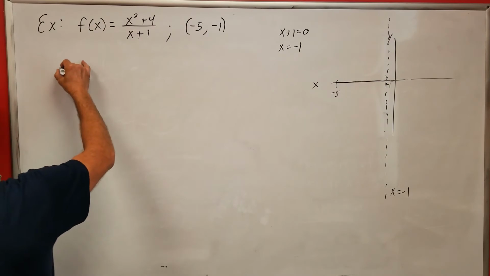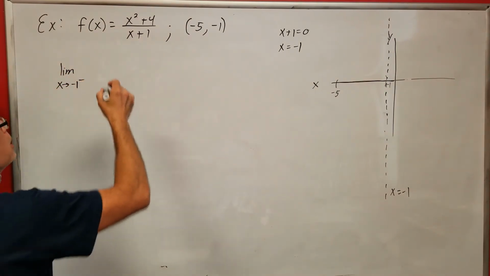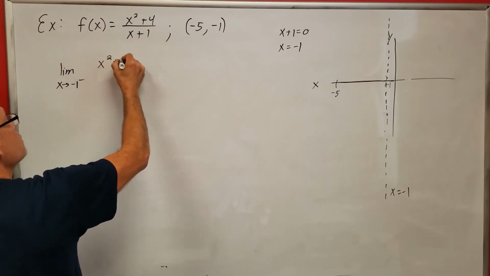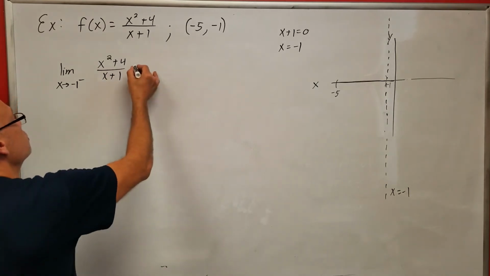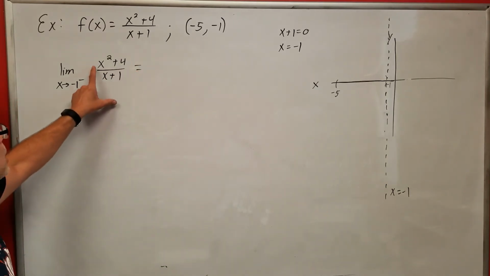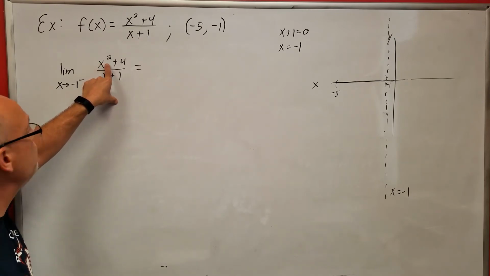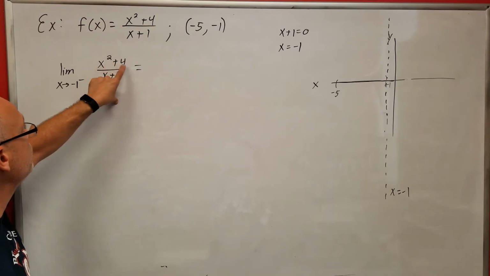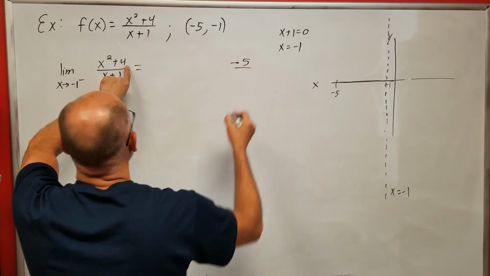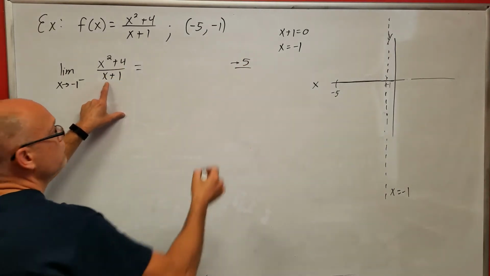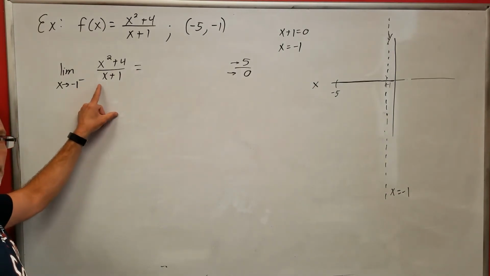So let's look at the limit as x approaches -1 from the left of my function x squared plus 4 over x plus 1. Well, what does the top go towards? Well, substituting -1 here, I'll get -1 squared is 1 plus 4, and it goes towards 5, right? So the top goes towards 5. Top approaches 5. What does the bottom approach now? The bottom approaches 0, right? As x approaches -1 from the left.